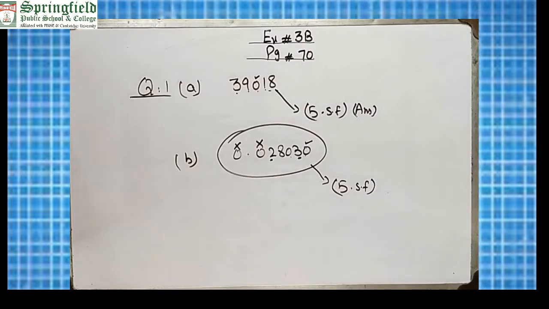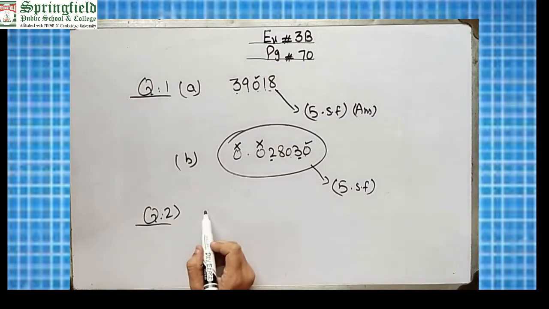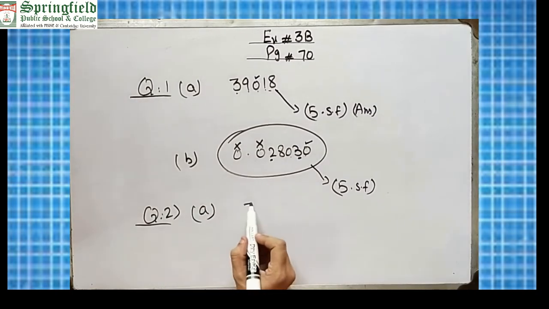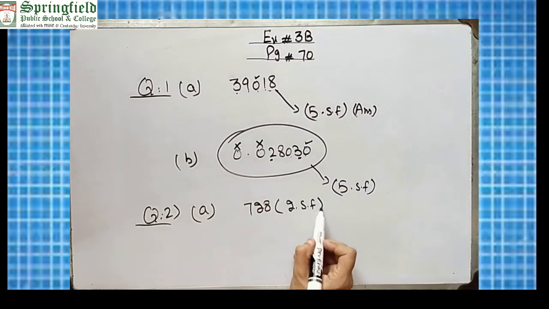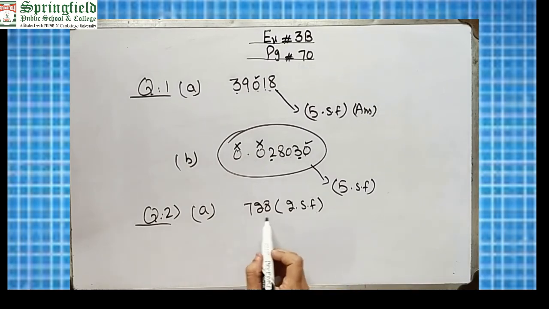Fine? Okay, now question number 2. Question number 2 is: round off each of the following to the number of significant figures given in the bracket. A part is 728 and they are saying round off this number to 2 significant figures. So the given number has 3 significant figures, 1, 2, 3. They are saying round off to 2 significant figures. It means we will start counting from the left side, 1, 2.